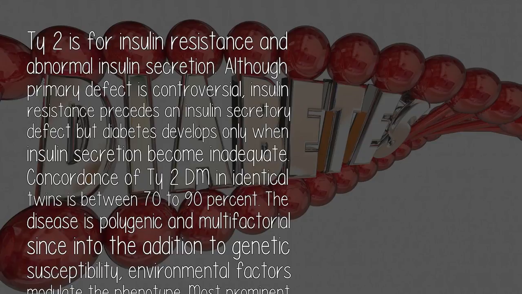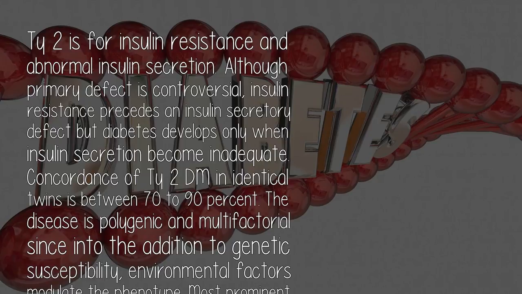Although the primary defect is controversial, insulin resistance precedes an insulin secretory defect, but diabetes develops only when insulin secretion becomes inadequate. Concordance of type 2 DM in identical twins is between 70 to 90%. The disease is polygenic and multifactorial, since in addition to genetic susceptibility, environmental factors modulate the phenotype. Most prominent are variants of the transcription factor 7-like 2 gene. They are present in type 2 DM patients with impaired glucose tolerance.